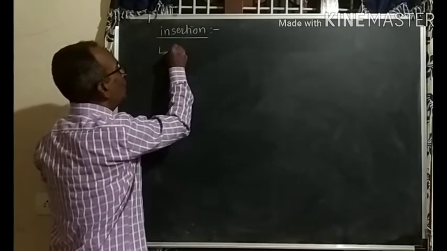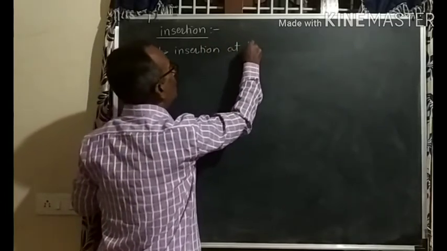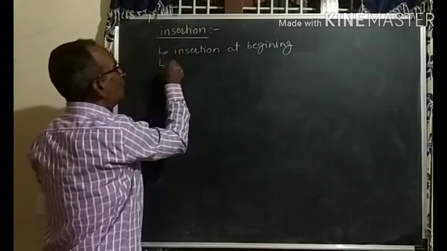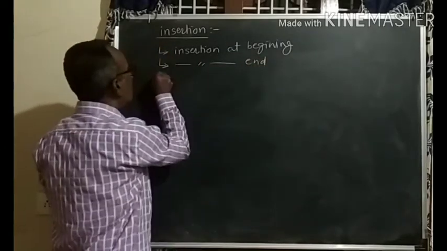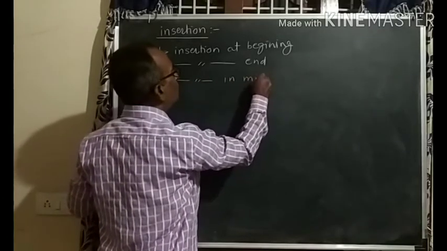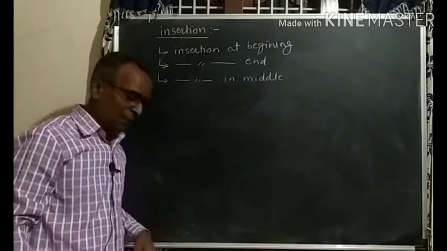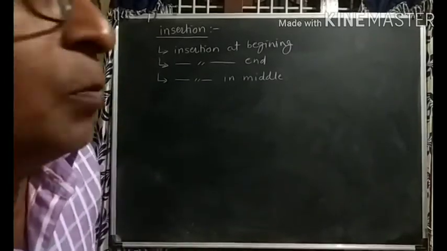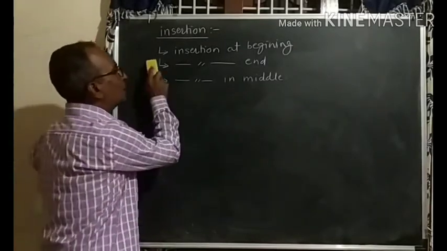So I'll have insertion at beginning of linked list, or insertion at end of linked list, or insertion in middle. So these three different positions we can insert a node. So we'll see first insertion at beginning.